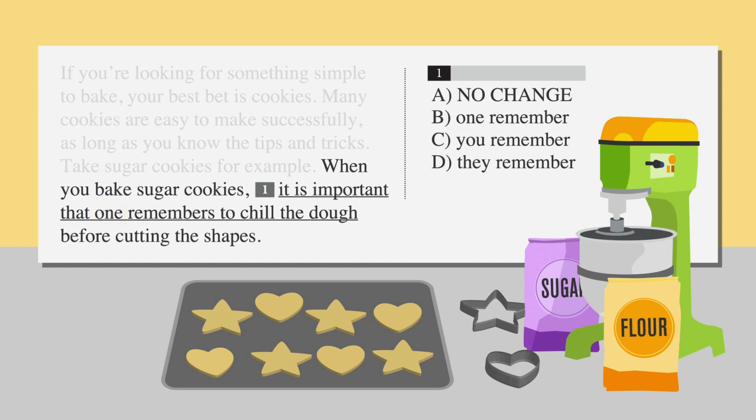Because all our pronouns need to match, we need to find an alternate sentence that matches the you. Because it uses one instead of you, we know that answer choice A is wrong because it suggests no change. Answer choice B also uses one instead of you, so it can't be correct either. And answer choice D uses they instead of you. Cross it out. But answer choice C, you remember, has the correct pronoun and is our answer.